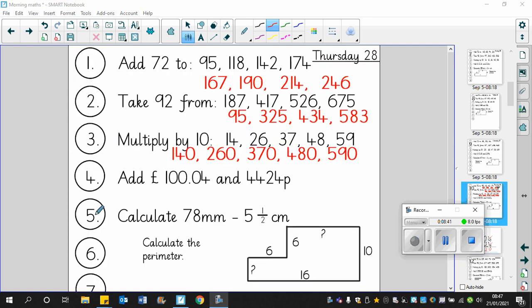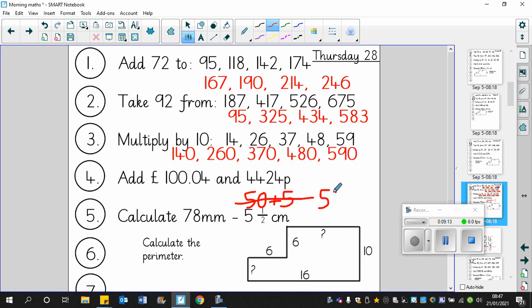back now to question number 5. 78 millimeters minus 5.5 centimeters. Well, as with all of these sorts of questions, leave the millimeters as they are. Centimeters change. 5 centimeters is 50 millimeters, and half a centimeter is 5 millimeters. You should know this now, even if you don't understand it. You should know half a centimeter, 5 millimeters. So therefore the total there is 55.